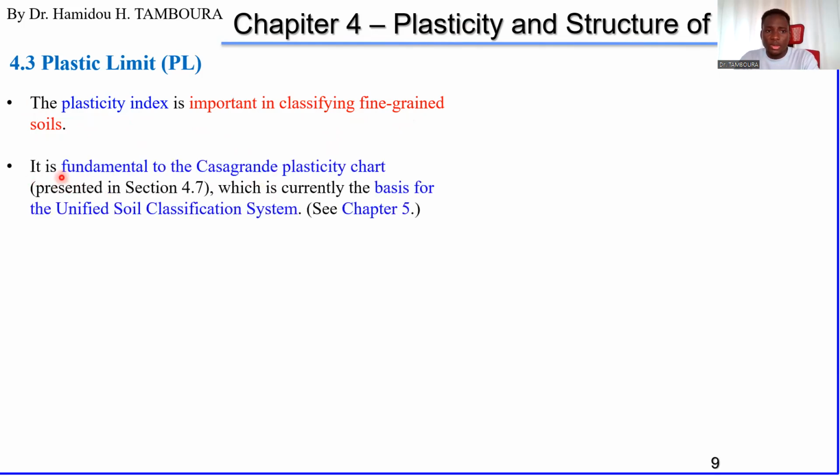So it is very fundamental to use the Casagrande plasticity chart. We talk about this chart in section 7. And this chart is used for the Unified Soil Classification System. We will see this classification system in chapter 5. Here, this chapter is chapter 4, if you remember.